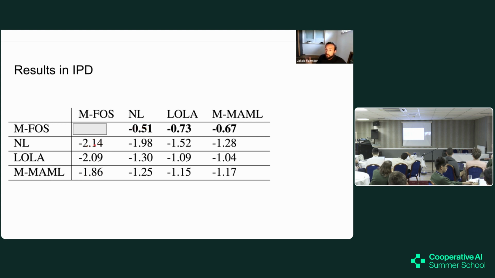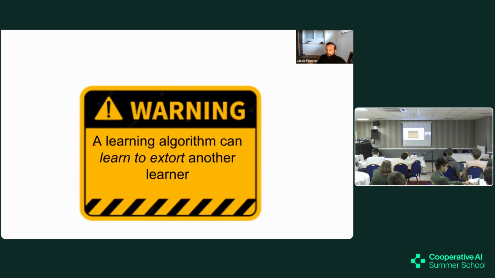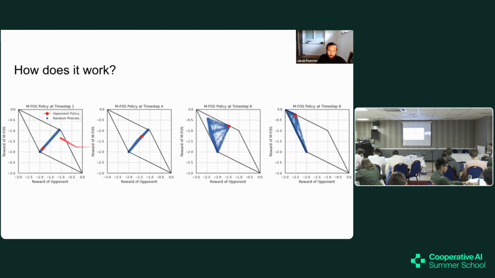And that is bad news, because we've now become so powerful at shaping that we can actually learn to extort other learners. Okay, this is called zero-determinant extortion in the literature, and this is the first learning algorithm to discover this type of strategy. How does it work? Well, it first essentially sets up a shaping field whereby the RL agent is being pushed to more cooperation. So what I'm showing here is the reward of the opponent in red and on the x-axis, and of my reward, the MFOS agent, on the y-axis for the current policy, and then blue for all possible policies that they could be playing at the moment.